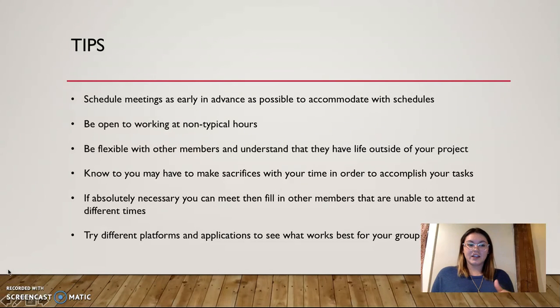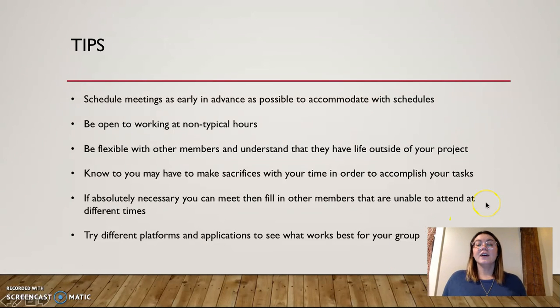So next we're going to be transitioning into some of the tips that I will definitely be taking into my next virtual group, whatever that may be, and hopefully other people can get some of these tips and use them. Some of these we talked a little bit about, and others I'm going to touch on now. The ones I haven't really talked about: scheduling meetings as early in advance as possible in order to accommodate schedules before a lot of planning happens. Then it's important to go back and check in and make sure that the time still works for everyone. And also try different platforms and applications to see what's going to work best for your group, even if you're using an application to schedule meetings, for example.